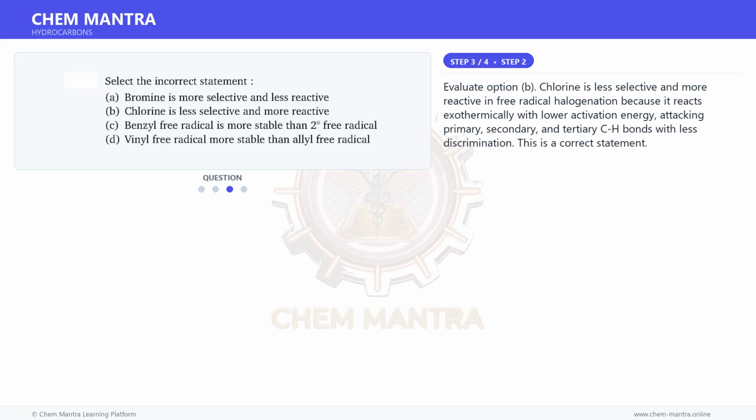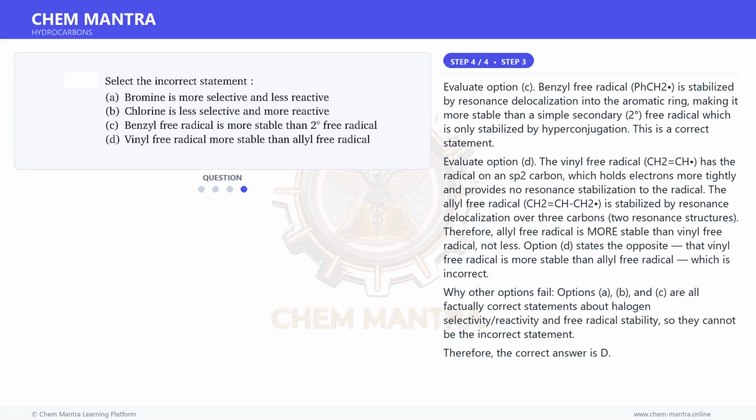Moving on to the next step. Evaluate option B. Chlorine is less selective and more reactive in free radical halogenation because it reacts exothermically with lower activation energy, attacking primary, secondary, and tertiary C-H bonds with less discrimination. This is a correct statement.